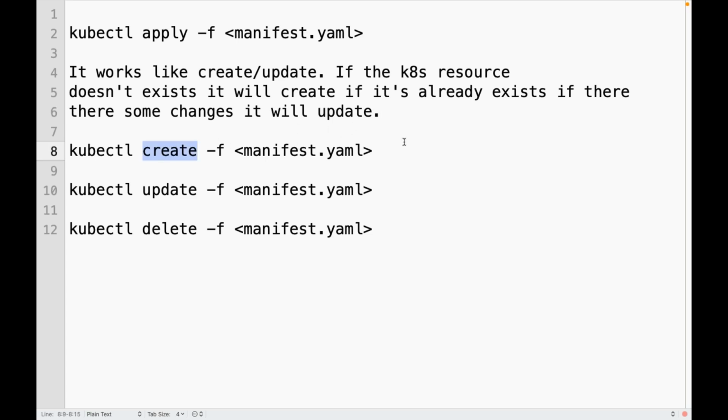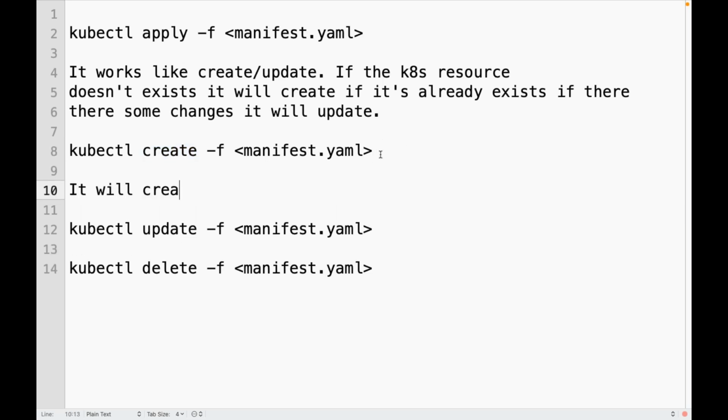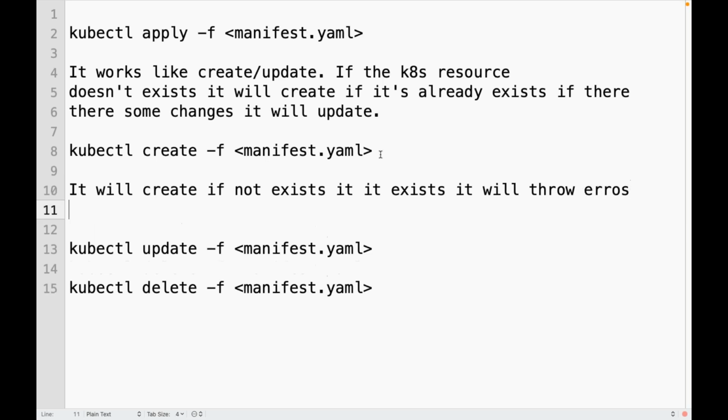Now create, if I directly use create, what does it do? It will create if it does not exist. If it exists, is it going to throw an error? It will throw an error saying that the object already exists. If I use create, it will create if it does not exist. If it exists, it will throw an error saying that object already exists.